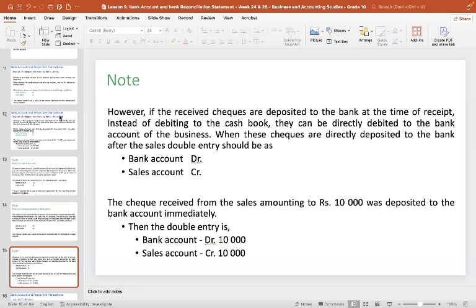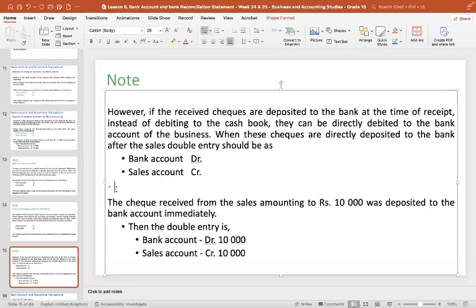However, if the received checks are deposited to the bank at the time of the receipt, instead of debiting to the cash book, they can be directly debited to the bank account of the business. When these checks are directly deposited to the bank after the sales, double entry should be as follows: bank account debit, sales account credit. The checks received from the sales amounting to rupees 10,000 was deposited to the bank account immediately. Now, this is an example. You can put example here.